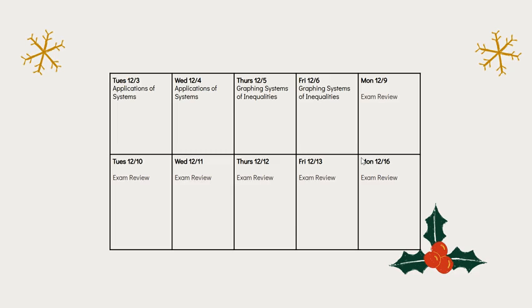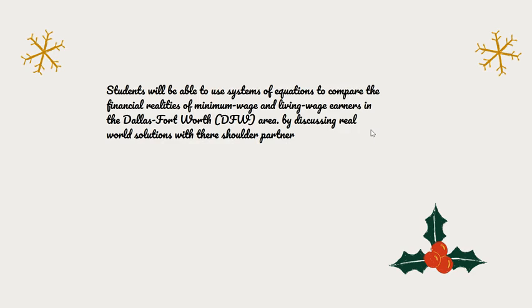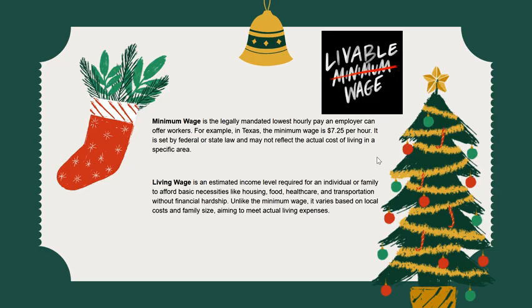And then after that, I go into the calendar that they have for the upcoming weeks. I like to let them know what they're doing. We're doing applications of systems today. Then they're going to be graphing systems of inequalities. Then exam review. So the objective is students will be able to use systems of equations to compare the financial realities of minimum wage and living wage earners in Dallas Fort Worth area by discussing real world situations with their shoulder partner. All right.